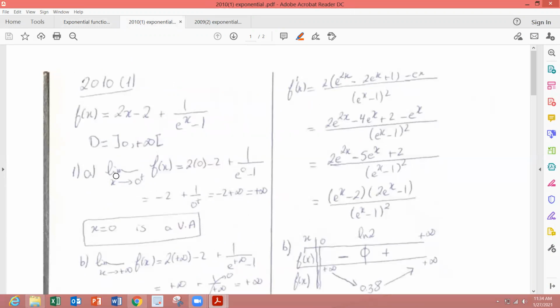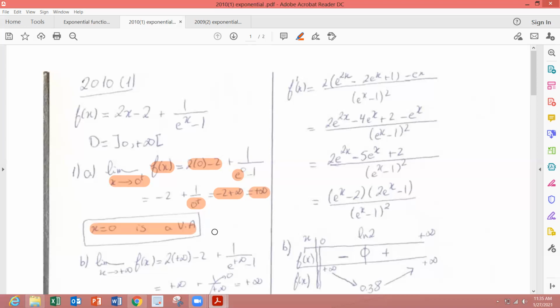So the limit as x tends to 0 plus of f(x): we replace each x by 0. It becomes 2 times 0 minus 2 plus 1 over e to the 0 minus 1. e to the 0 is 1, and 1 minus 1 is 0, and it is 0 plus, because x tends to 0 plus. 1 over 0 plus is plus infinity. So minus 2 plus infinity is plus infinity. So x equals 0 is a vertical asymptote.